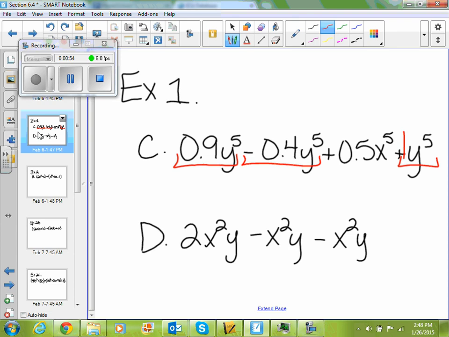So 0.9 minus 0.4 is 0.5, and 0.5 plus 1 is 1.5. Okay, so 1.5y to the fifth. Then we also have this 0.5x to the fifth, but there's no other x's, so we just put 0.5x to the fifth, and that goes at the end. And you're done.